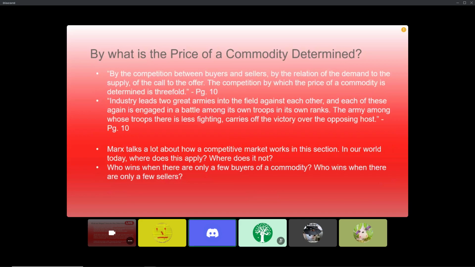He's going to spend the rest of the chapter explaining this sentence, but he says, by the competition between buyers and sellers, by the relation of the demand to the supply, of the call to the offer, the competition by which the price of a commodity is determined is threefold. So then Marx uses this metaphor of armies. He says industry leads two great armies into the field against each other, and each of these again is engaged in a battle among its own troops and in its own ranks. The army among whose troops there is less fighting carries off the victory over the opposing host.